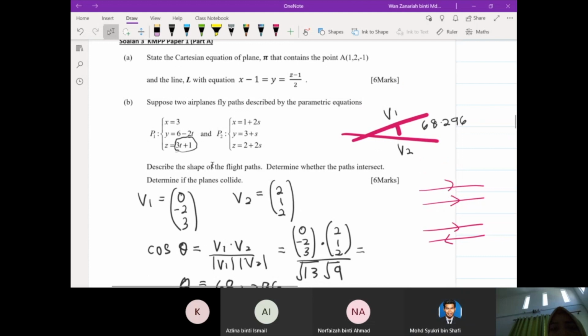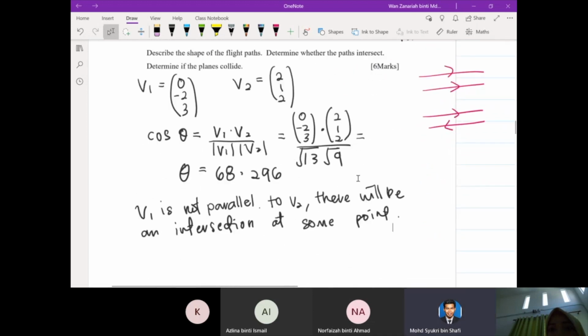Okay, are we done answering this question? Describe the shape of the flight path. Yes, the flight path is not parallel, it's at a certain degree, which is 68.296. Determine whether the path intersects. Yes, it intersects. At where?